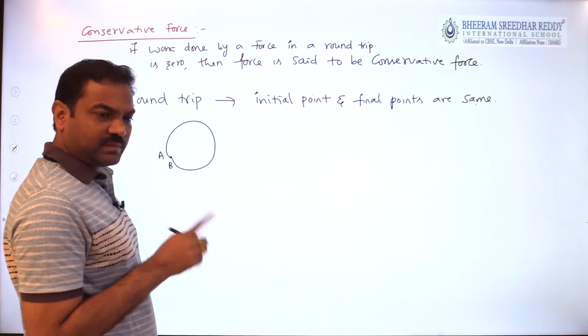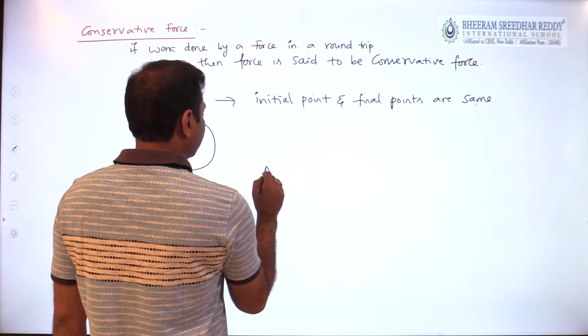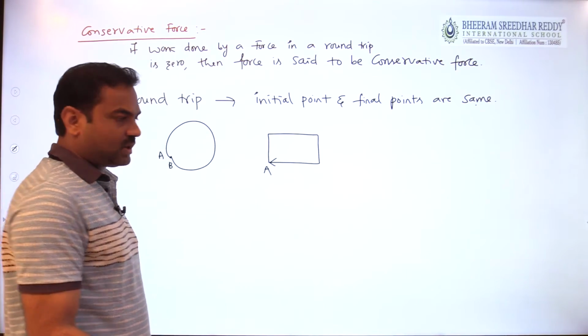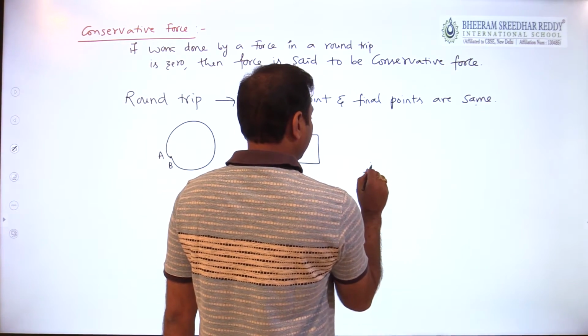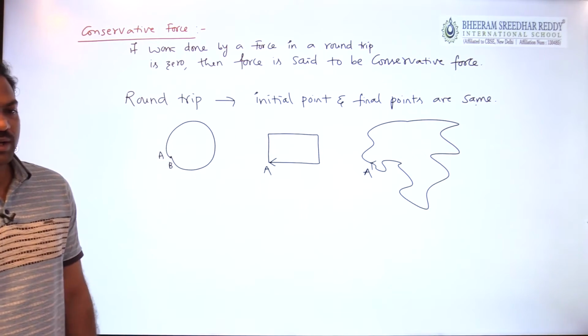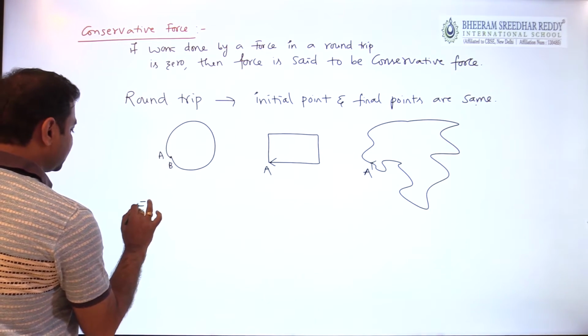A is initial, B is final. You start at point A, go in a rectangle and come to the same point. It's also a round trip. Now you start at point A, go in some random path and come to the initial point. So what is the example for conservative force?